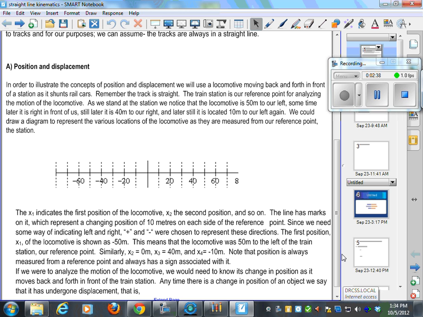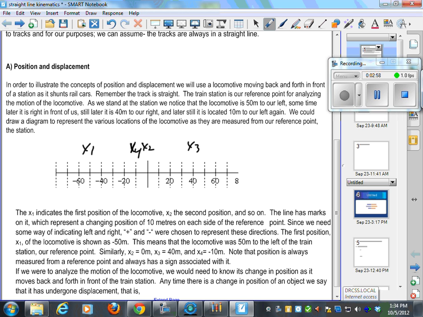Now, oddly enough, you have these on here, but I don't. So x1 is where? 50 to the left. So that would be at minus 50, right? x2 is 0. Is it 0? Yeah. Okay. x3 is at 40. And negative 10 is x4.